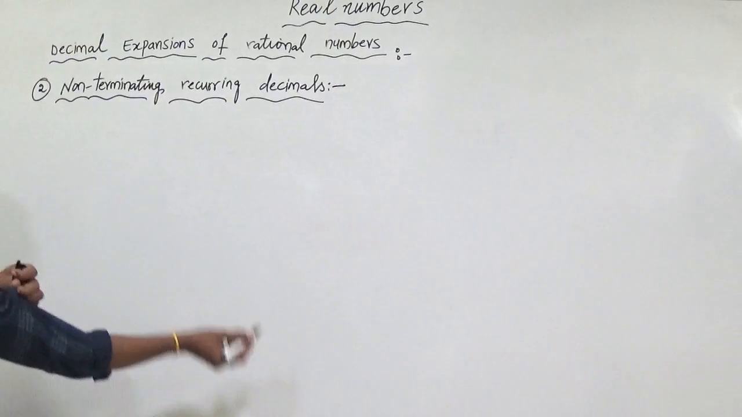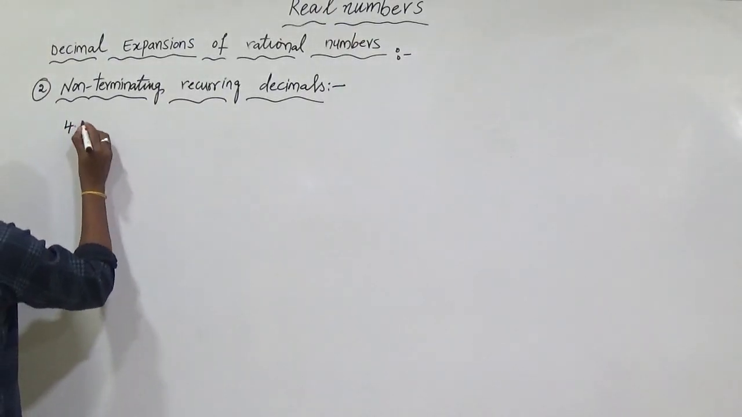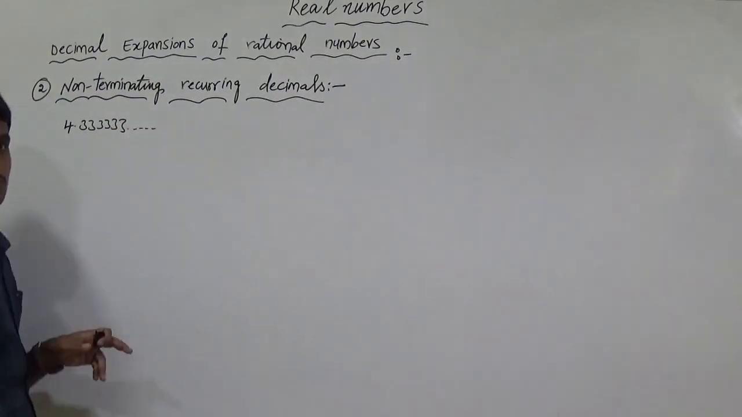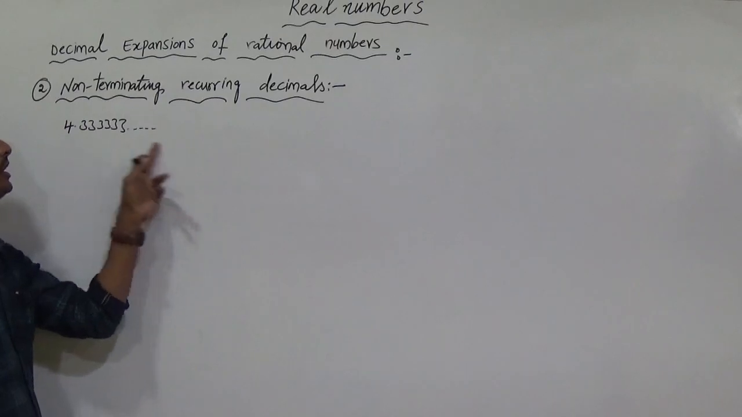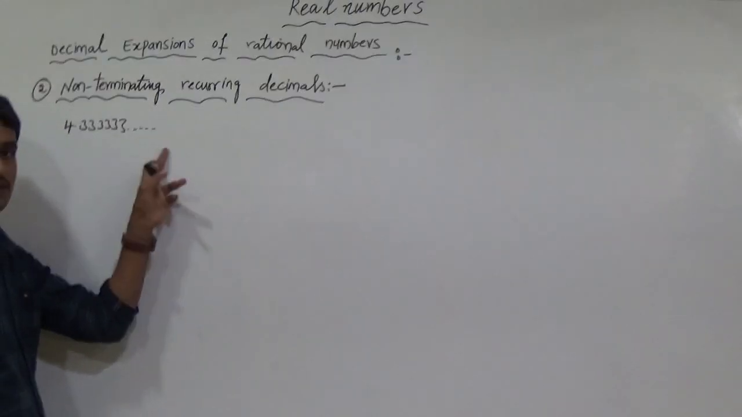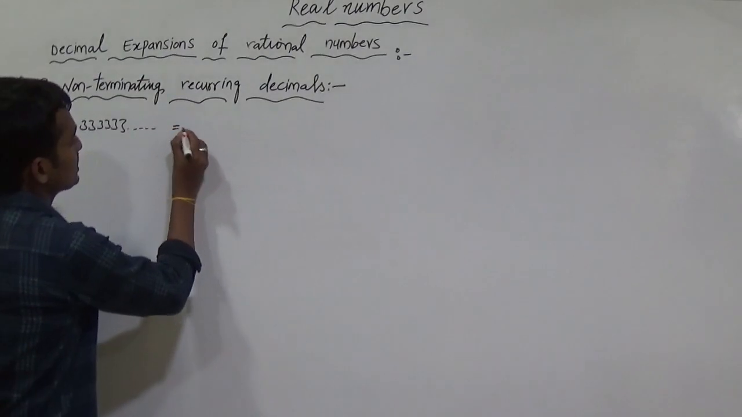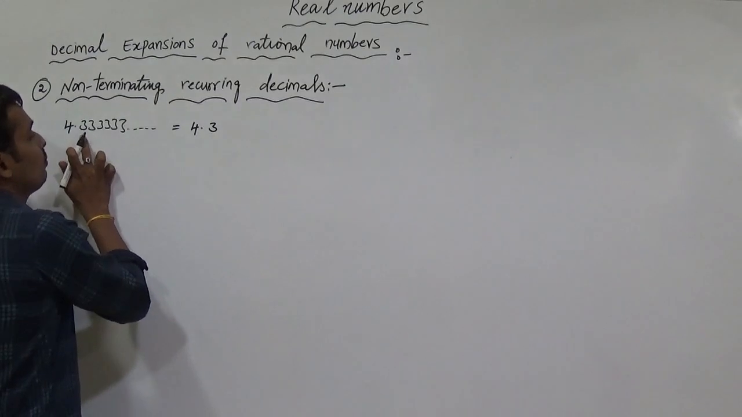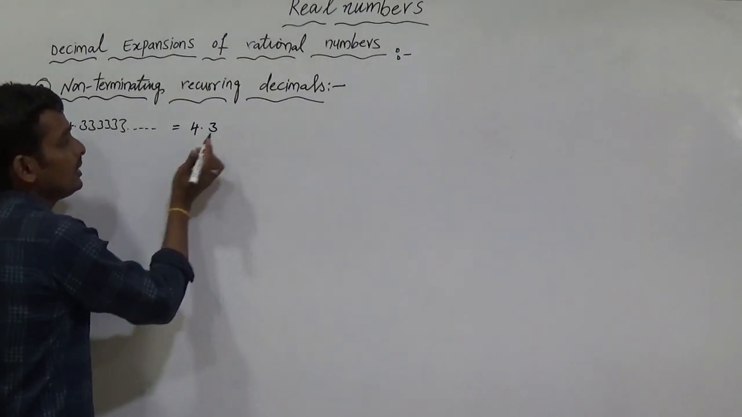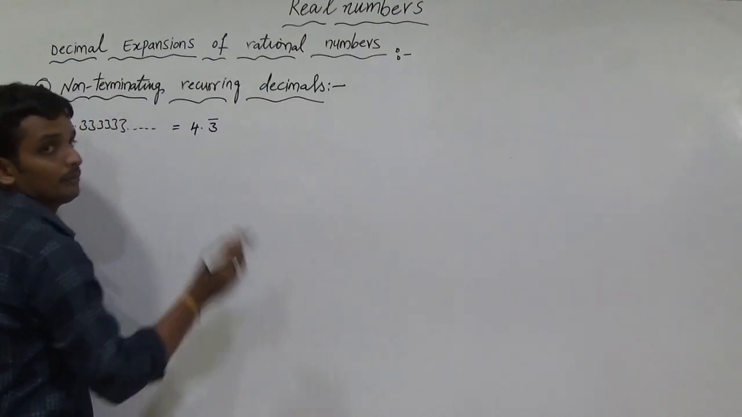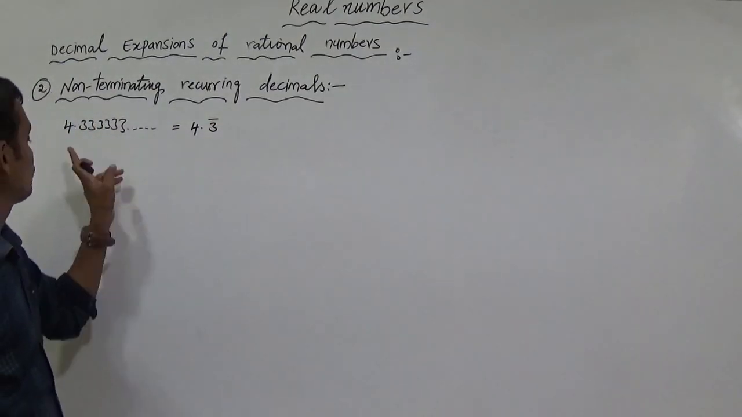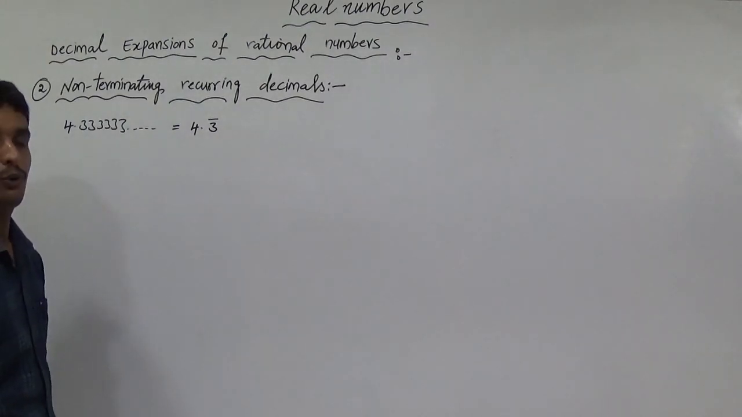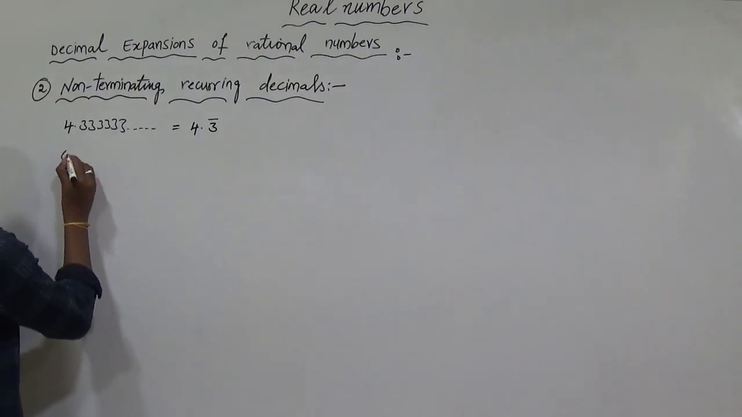For example, 4.3333 and so on. And so on means 3 is repeating, 3 is going on that way. So we write it simply as 4.3 with a bar, because 3 is repeating here. That's why we keep the bar here. That means 4.3333 and so on is 4.3 bar.